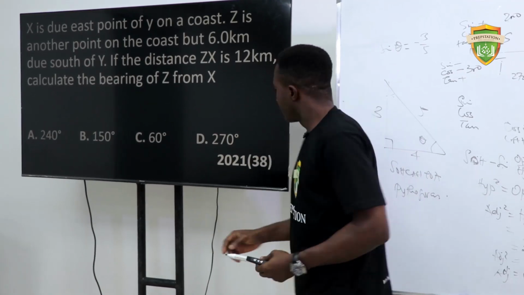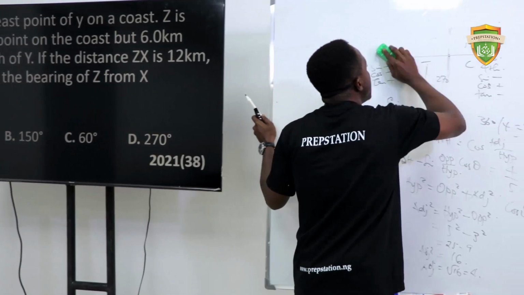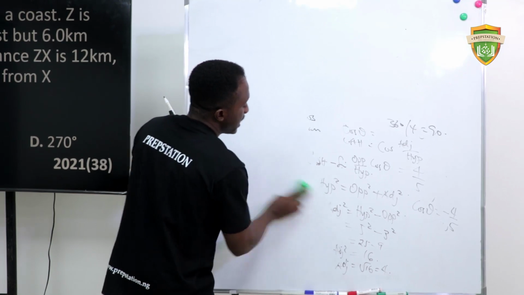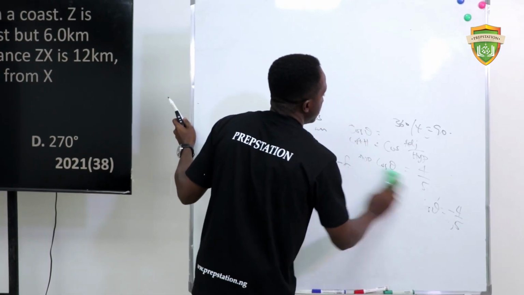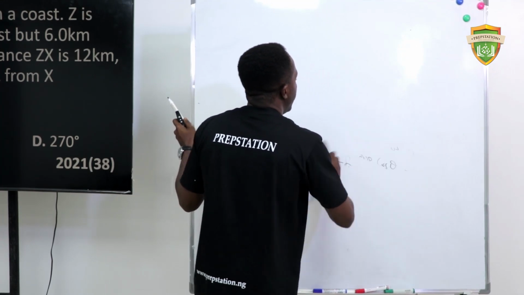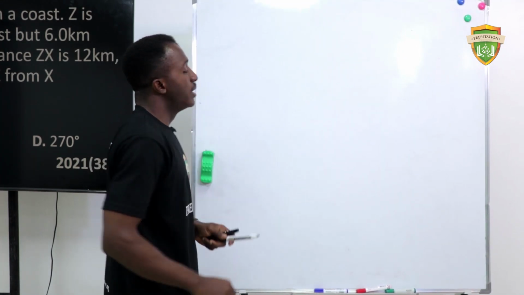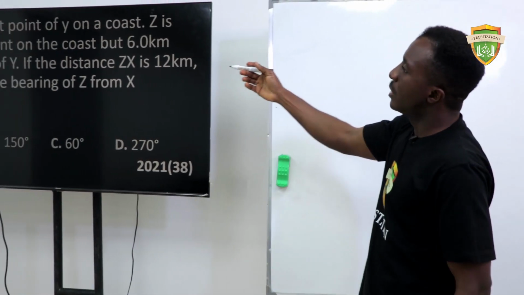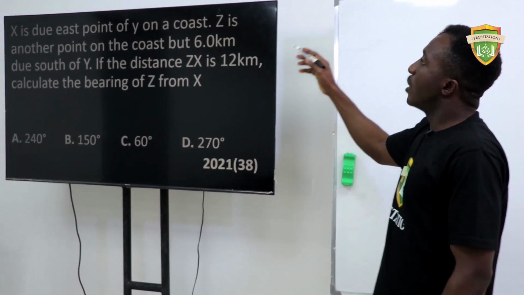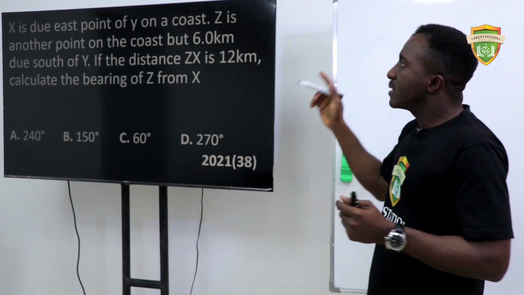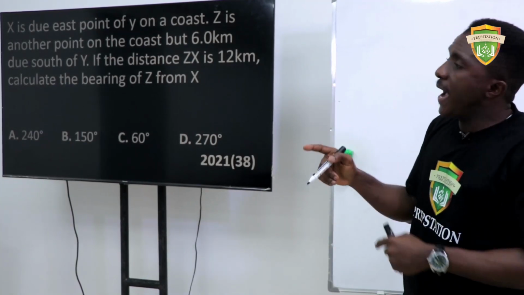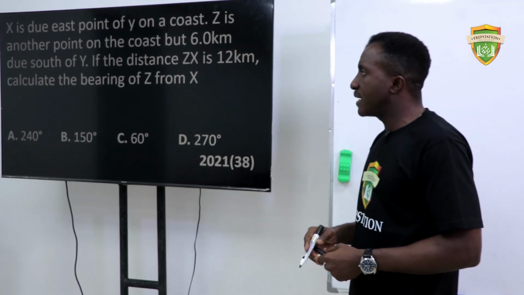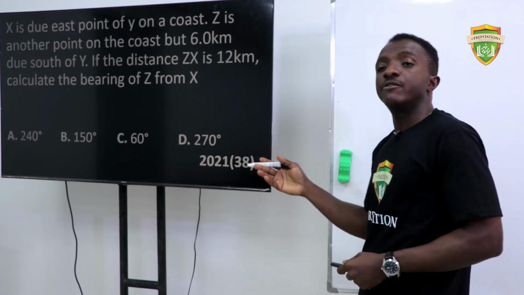Now this is bearing and distances under trigonometry. Bearing is simply talking about direction, distance and direction. Alright, now let's solve the question. The question says x is due east of a point y on the coast. Z is another point on the coast, but 6 kilometers due south of y. If the distance zx is 12 kilometers, calculate the bearing of z from x.